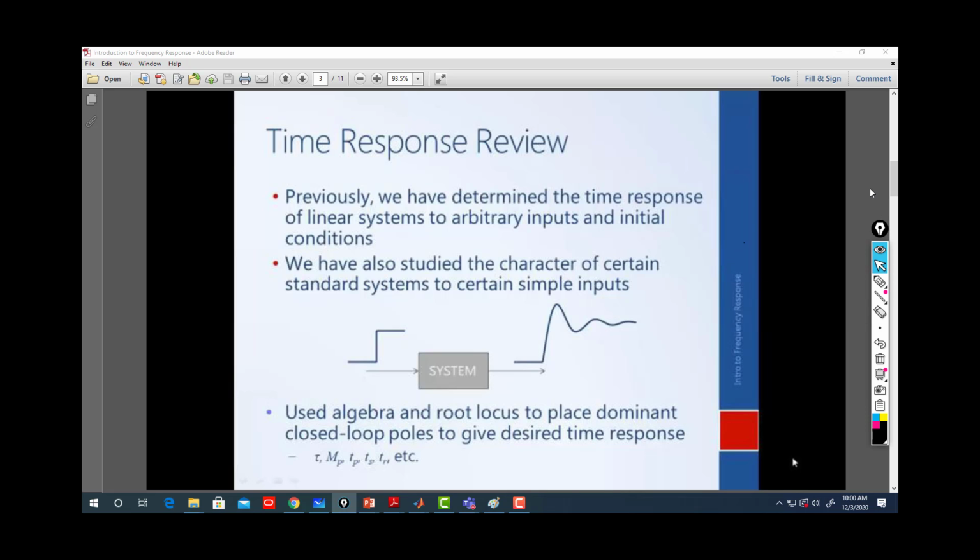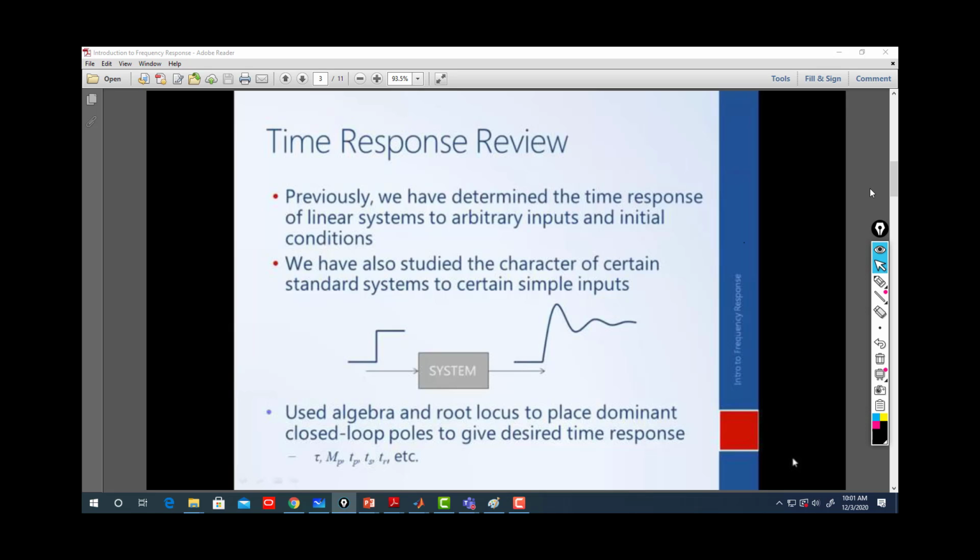Later on we studied non-canonical systems and their characteristics. Basically, if it's a second order or first order system, that was our focus. We get DC gain, time constant for a first order system, overshoot, settling time, rise time, peak time, all of those, right? Error, steady state error, to get all these specifications. And we used algebra and root locus to place dominant closed loop poles to give the desired time response.